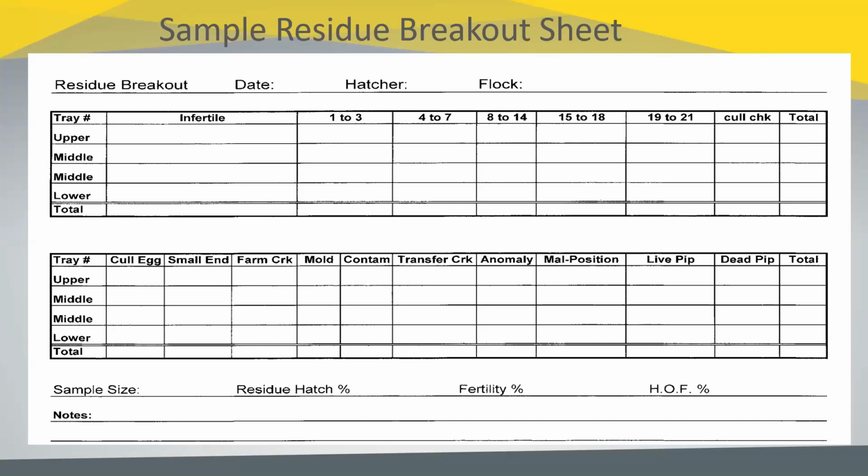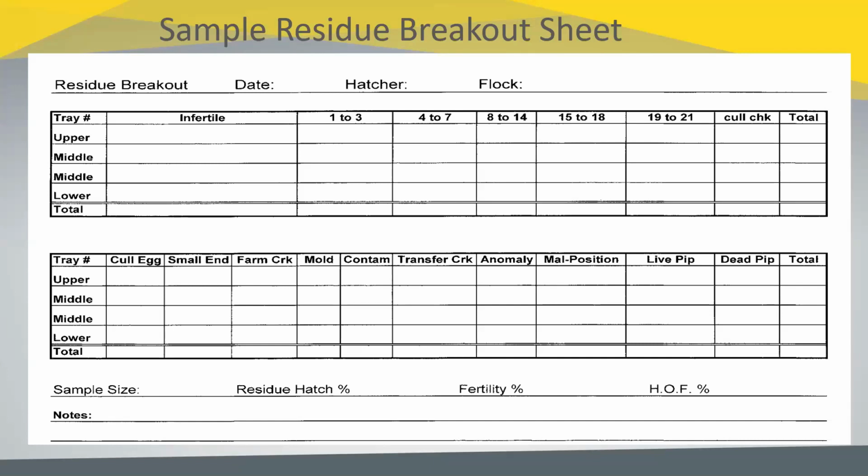If I go into a hatchery and they don't do residue breakouts, I'll use this sheet. Or if I look at their sheet and it's really not going to give me the type of information I'm looking for, then I'll generally use this sheet. But the important thing is to develop your sheet to give you the information that you want, the things that you're looking for. In this particular sheet, I'll point out a couple of things.